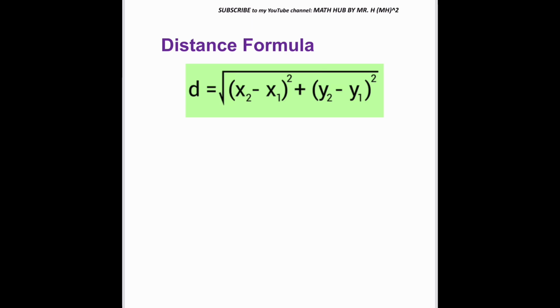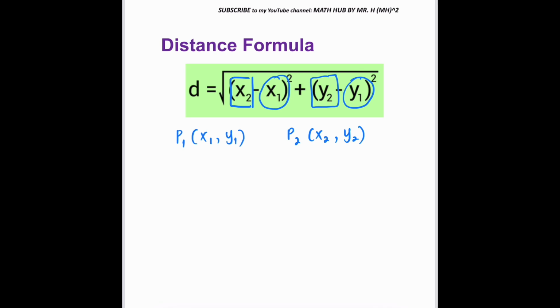So as you can see from here, you have x sub 1 and y sub 1 over here. They are the coordinates of the first point. The other two coordinates, we have x sub 2 and y sub 2. They are the coordinates of the second point. So that means you will be dealing with 2 points in order for you to apply the distance formula.